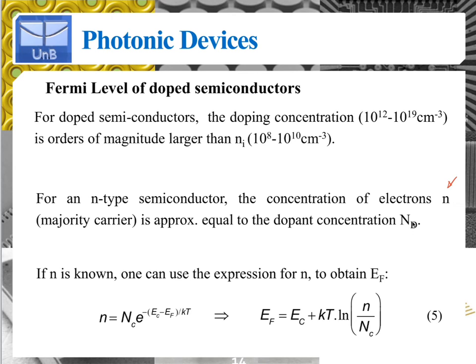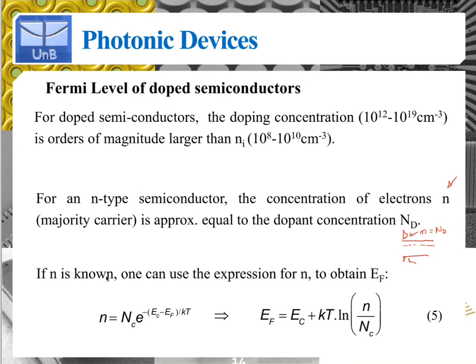So if Nd is 10 to the 17th, then you can assume that the electron carrier concentration in the conduction band, for an N-type semiconductor, is going to be much larger than the hole concentration. So this would be N and this would be P for an N-type. The Fermi level would be way up here, and you can take N to be equal to Nd.